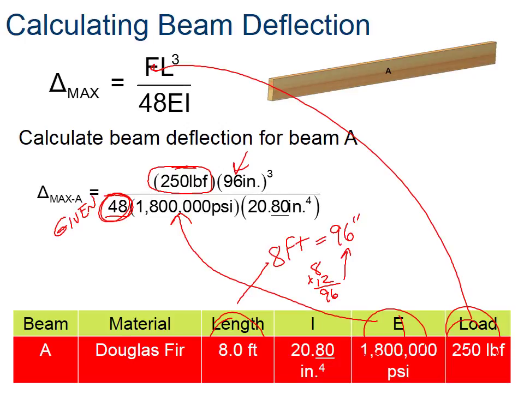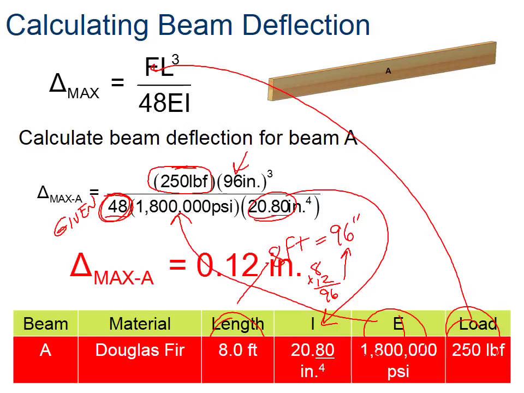Our moment of inertia is going to be given here as well. So when you do all that, you calculate it all out. This beam deflection in board A is 0.12 inches. So if you can't see it, A equals 0.12 inches.